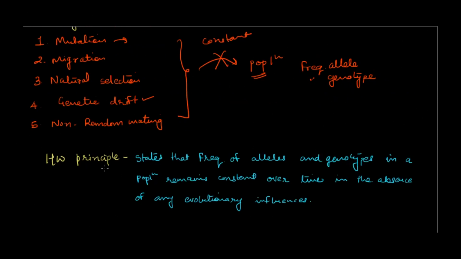So what this Hardy Weinberg principle says is that the frequency of alleles and genotype in any population will remain constant over time if there is no evolutionary influence working on it. If none of these factors are working on a population, it will not affect the alleles and thus it will not affect the genotype. Easy to understand, because if any one of these forces is working on a population, it is going to change the frequency of genotype.